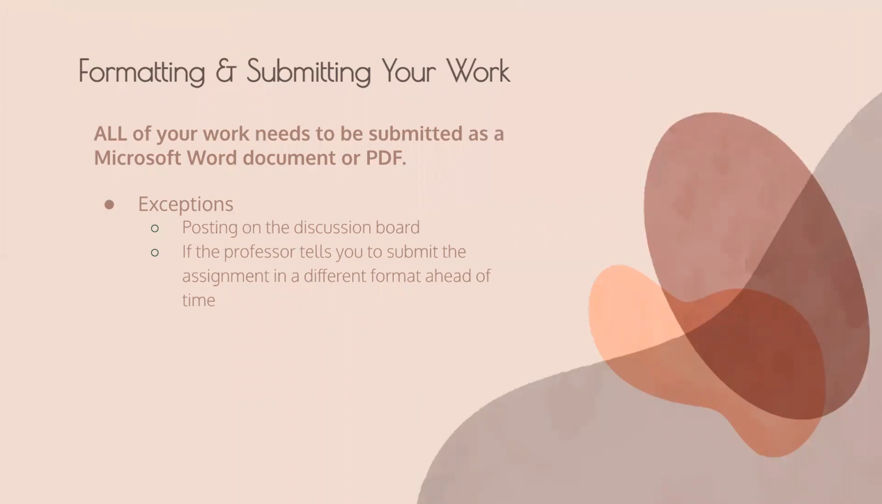How to format and submit your work. This is a huge aspect of this class. All of your work needs to be submitted as a Microsoft Word document or a PDF. If you don't know how to do that, there's a tutorial on the announcements page that you can look at that focuses on submitting your work. If your work is not submitted this way, it is going to result in a 0. This is such an easy way to get behind at the beginning of the course. If you're not submitting your work properly, make sure that it is a Microsoft Word document or PDF.